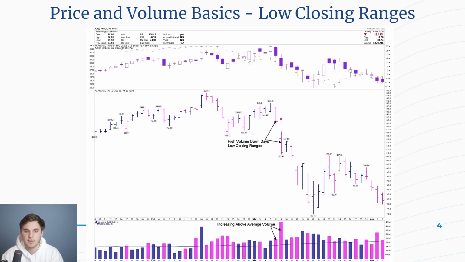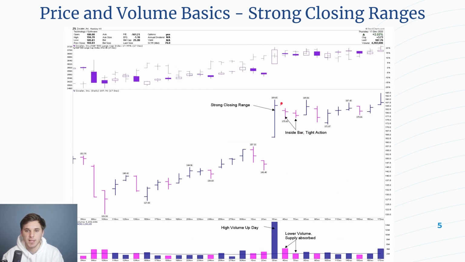So keep in mind that low closing ranges on very high volume could be a caution sign if you're holding stock. And another thing to keep in mind is how tight the price action is. So here we have a strong closing range on high volume, so institutions are likely in control, and we had a strong close, so the expectation is that we continue higher from this point, but we don't have a follow-on day. However, we do have very tight days here, inside bars with tight price action, indicating that institutions are accumulating stock and nobody really is selling.